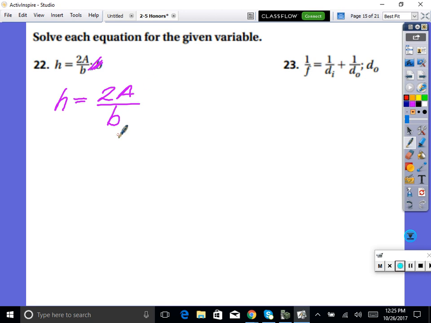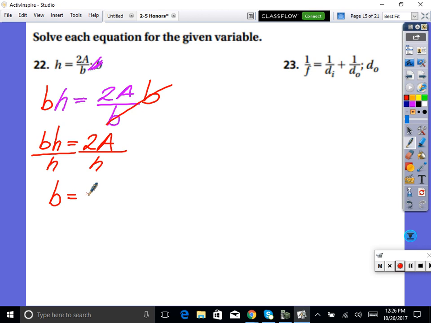Wait, what? Times by B? Yes. Times both sides by B. I like that idea. So I have BH is equal to 2A. What's my next step to get B alone? You're right. Now have I reached my goal? B is equal to 2A over H, and we're done. Yay, so this is really just testing, are your algebra skills good or are they not good? Okay, let's do 23, a little bit more advanced one.